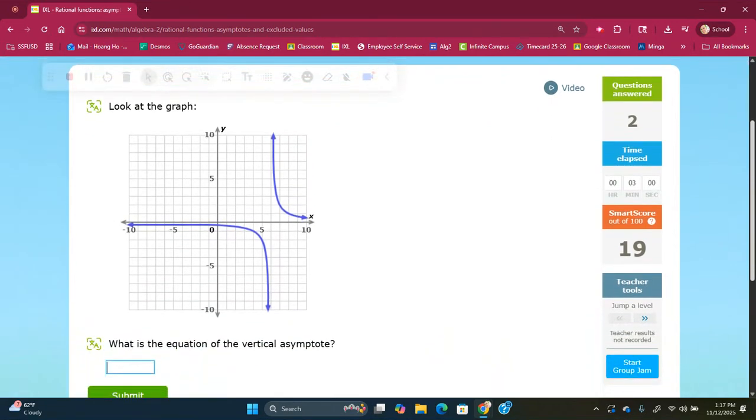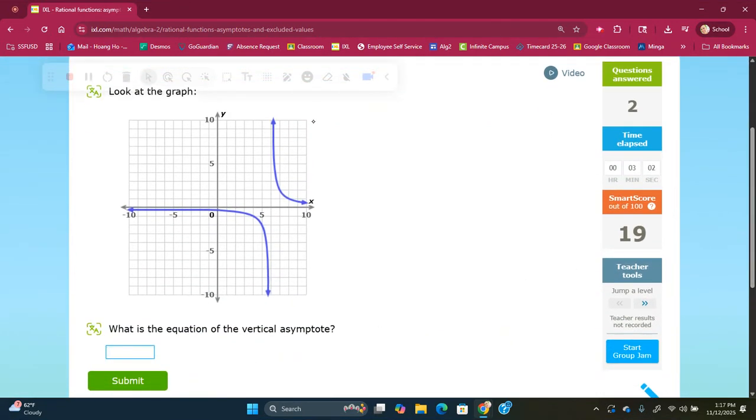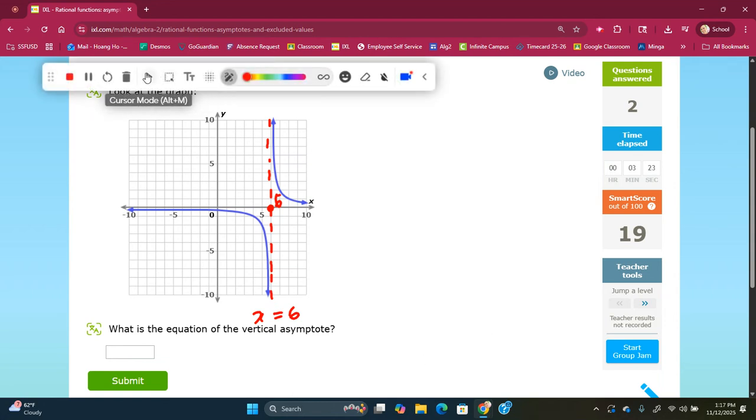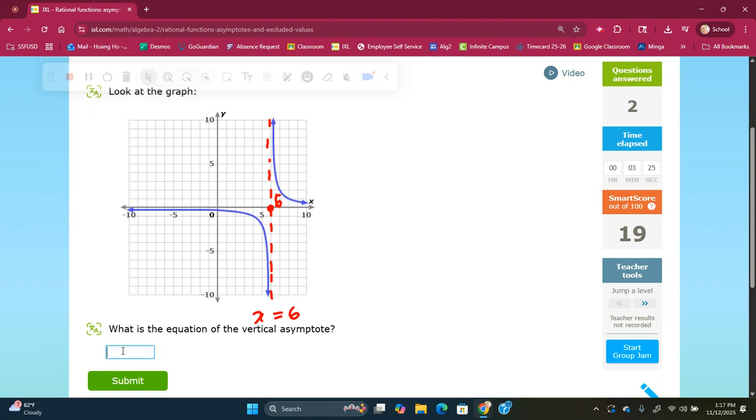Here we go. Vertical asymptote. So let's go and draw it. It should be this line. And you can see this line passing through this point, which is number 6. So a vertical asymptote starts with x. So x equals 6. Let's put the answer in the box. x equals 6.